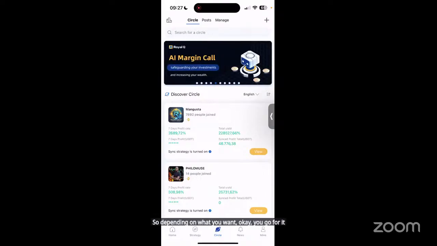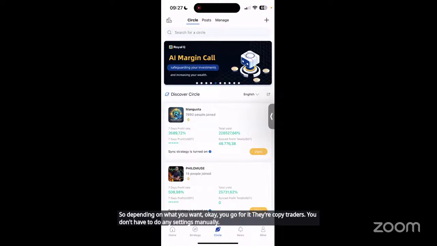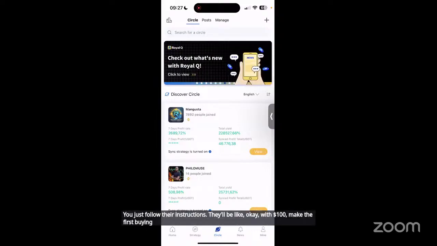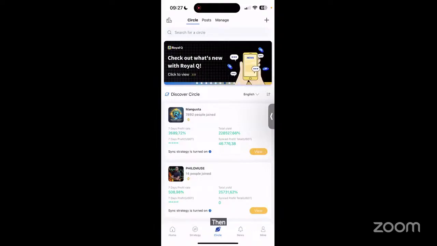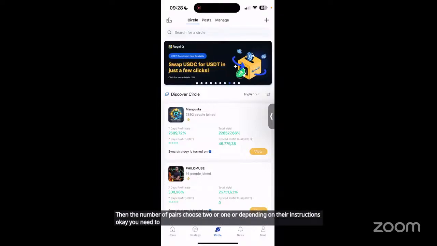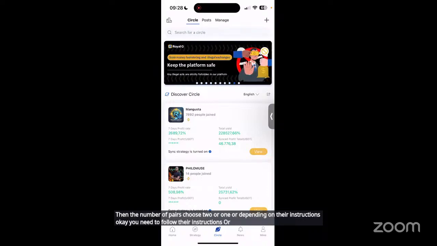The copy traders, you don't have to do any settings manually. You just follow their instructions. They'll be like, okay, with $100, make the first buying amount 10. Then the number of pairs, choose 2 or 1, or depending on their instructions. Okay, you need to follow their instructions, or else your trades will be distorted.